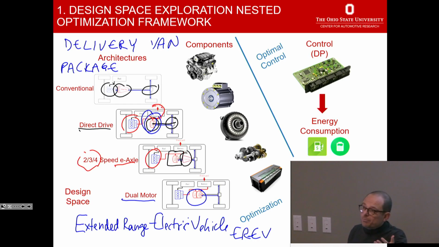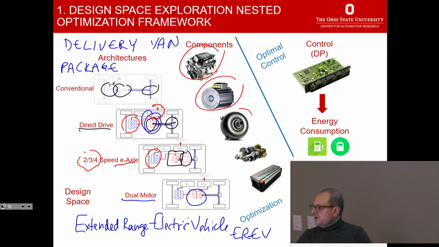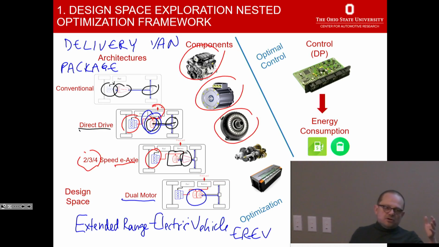And when I need more power because I'm driving 60 miles per hour on a highway, I use both of them. So there are components that I need to select. What are these components? They're engines, electric machines. By the way, there are so many different things you can choose from, right?